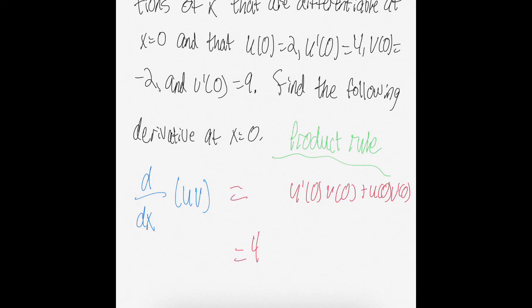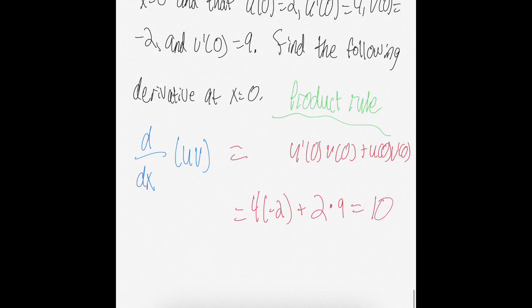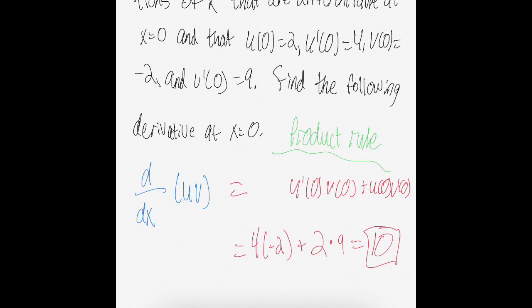So u prime of 0, we're told is 4, so that's 4. V of 0 is negative 2. Plus u of 0, we're told is 2. And v prime of 0, we're told is 9. And so this just comes out to be 10.